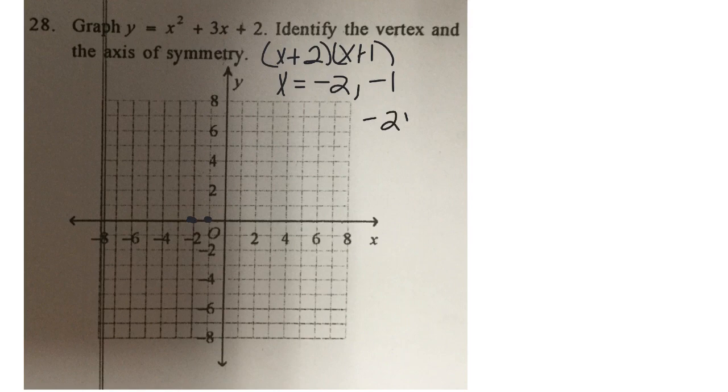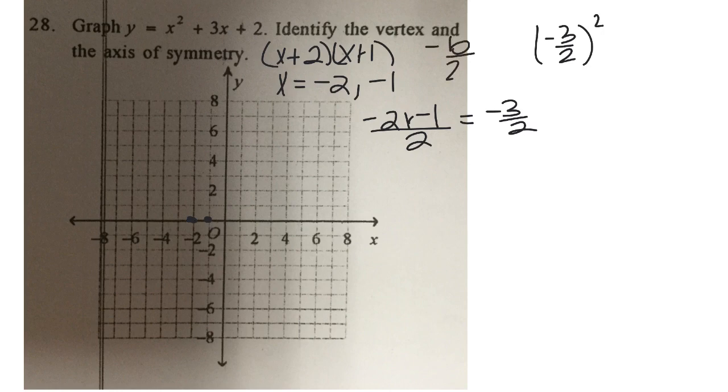I can do -2 plus -1 divided by 2, which is -3 halves, and then I need to plug that in. -3 halves squared, that's my vertex, halfway between my intercepts. I could have also used -b over 2a, and I would have gotten the same thing. So -3 halves squared plus 3 times -3 halves plus 2.